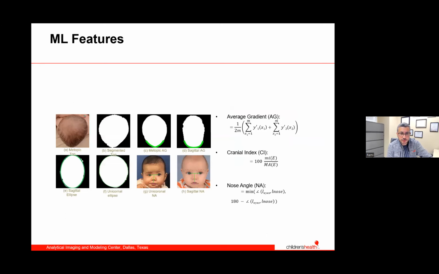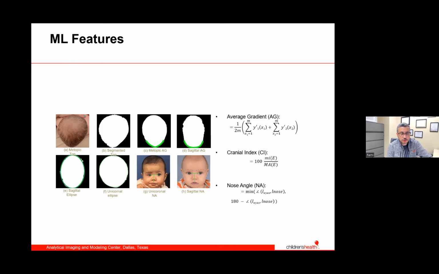And we used these features. The first feature we used is the average gradient, which is kind of similar to curvature, to identify metopic. We use the cranial index to look at the sagittal patients, and we use the nose angle, as you can see here, to look at the unicoronal. So these are the features we decided to extract to look at our data.